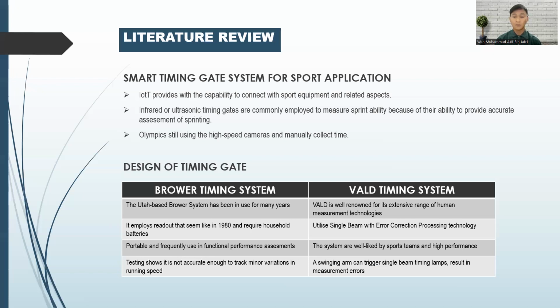For the VAR timing system, of course, we know it is well renowned for its extensive range of human measurement technology. It produces many variations of modern high-technology timing gate systems, and utilizes single beam with error correction processing technology. This makes sure we get precision and accuracy in measuring the time. The system is well liked by sports teams and high performance, of course, as it gives the best technologies nowadays. However, the swinging arm can trigger the single beam timing lens, resulting in measurement error.